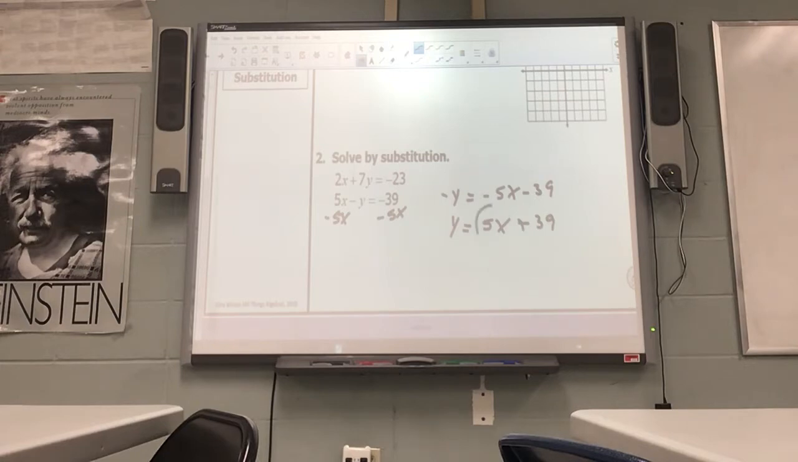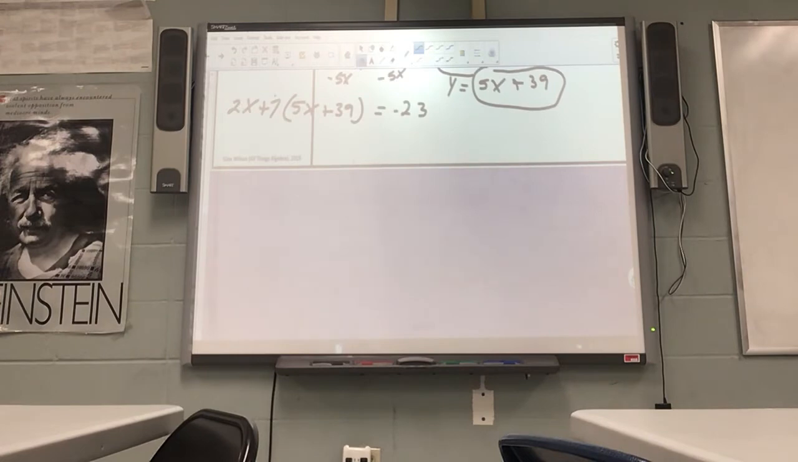Okay, so that's what y is. So I'm going to take that and substitute it in right there for the y. So we're going to have 2x plus 7, but instead of y, I'm going to put that quantity 5x plus 39 is equal to -23. Alright, what do we do now? Yes, ma'am, we're going to start distributing our 7 there. So it'll give us 2x plus 35x plus 273, is that what Leonard's got over there, is that right? 273 and then equal to -23. So now you've got like terms to combine. So your 2x and 35x gets you 37x.